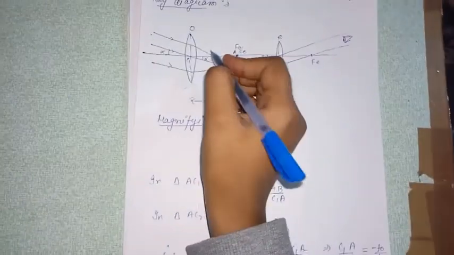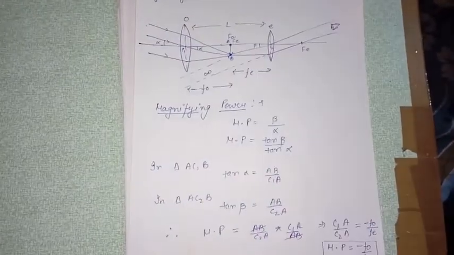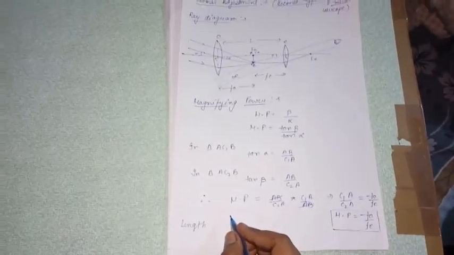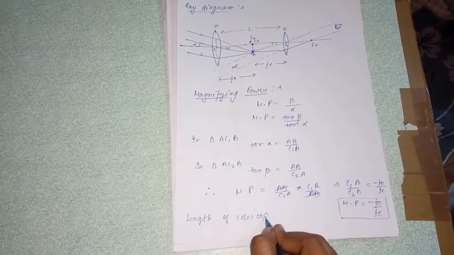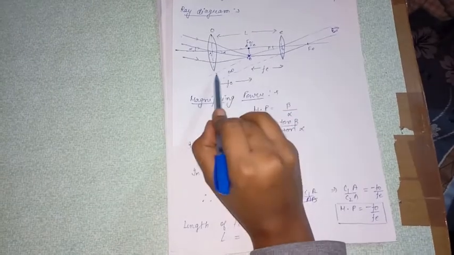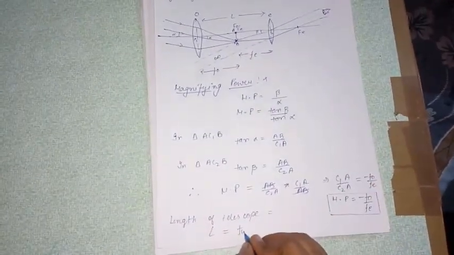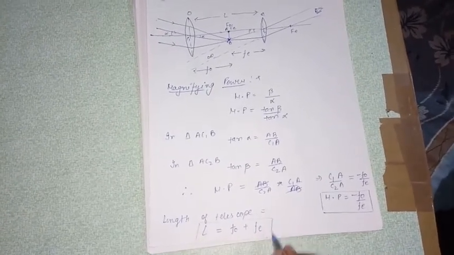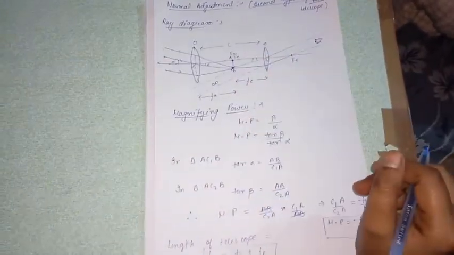Now we will calculate the length of the telescope. This is the length of the telescope. Length of telescope L is equal to, what is the length of telescope? F0 plus Fe, that is the focal length of the objective lens and the focal length of the eyepiece lens. This is the length of the astronomical telescope in normal adjustment.